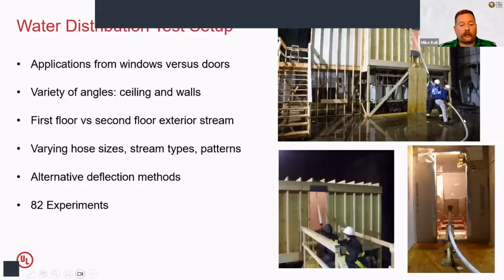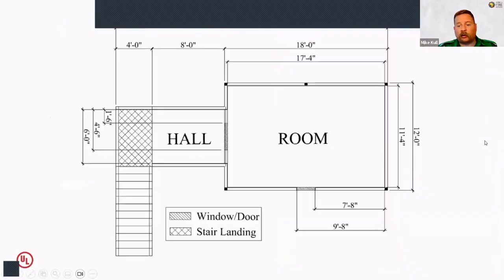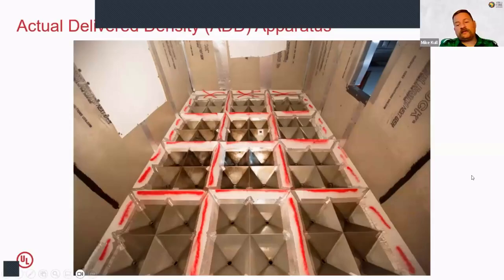They used some equipment. Here they're doing 82 different experiments to figure out where the water goes. This is a little floor plan of the simulation rooms that they built as they were doing this testing. And this is the neat thing. This device that you're looking at here, they're calling it the actual delivered density apparatus.